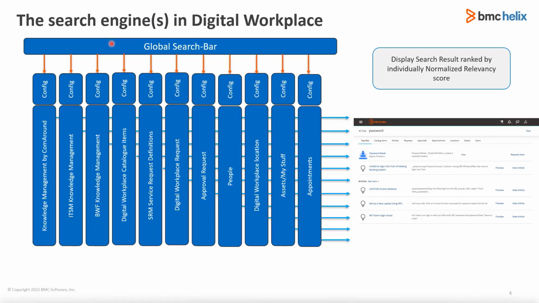The global search in Digital Workplace retrieves data from more than 10 sources corresponding to applications or data segments within the platform. Each search engine is tuned to supply the best possible results from the individual data sources. Each data source has its own configuration to optimize results individually. Administrators can tailor the search experience to each customer's needs.